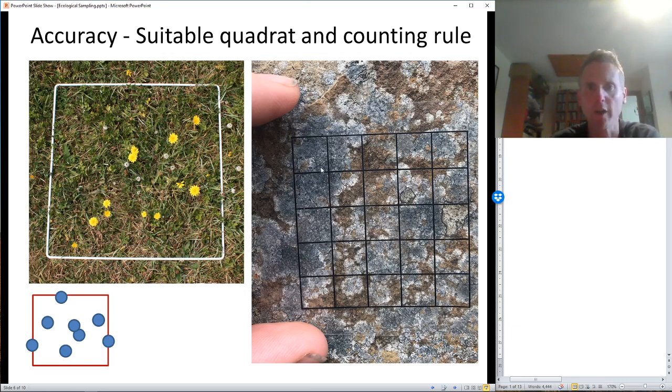And here we can just go along and, well, I've got 25 squares. It's a 5 by 5 grid. 100 divided by 25 is 4. So each square is 4%.